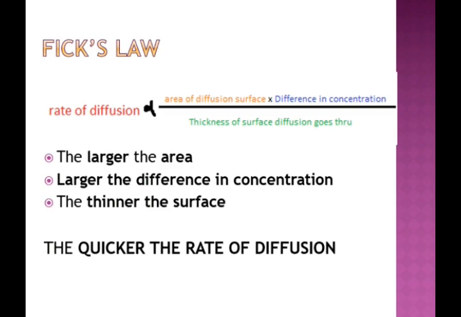Okay, so here's Fick's law. The rate of diffusion will be better if we have the area of the diffusion surface multiplied by the difference in concentration, over thickness. Meaning that the more area, the faster diffusion is. The more concentration difference, the faster diffusion is. And if the diffusion surface becomes thick, diffusion will be slowed. So you need an area which is large, which has a large difference in concentration, and also a thin surface.